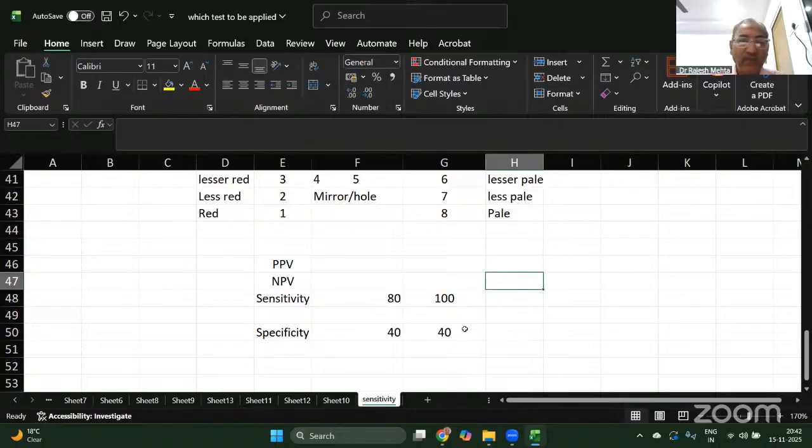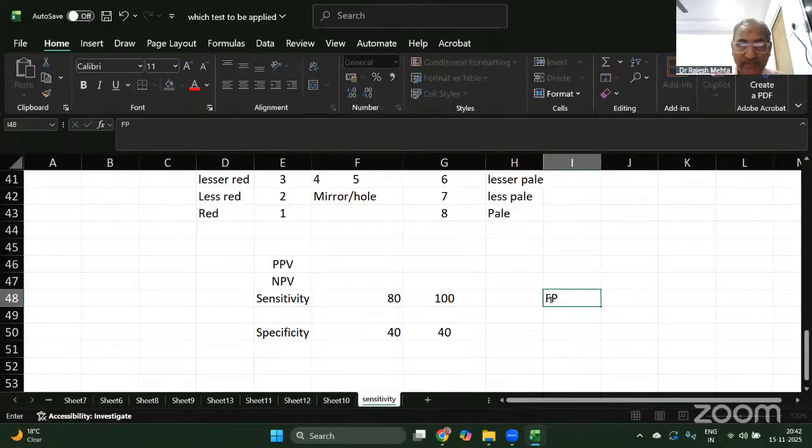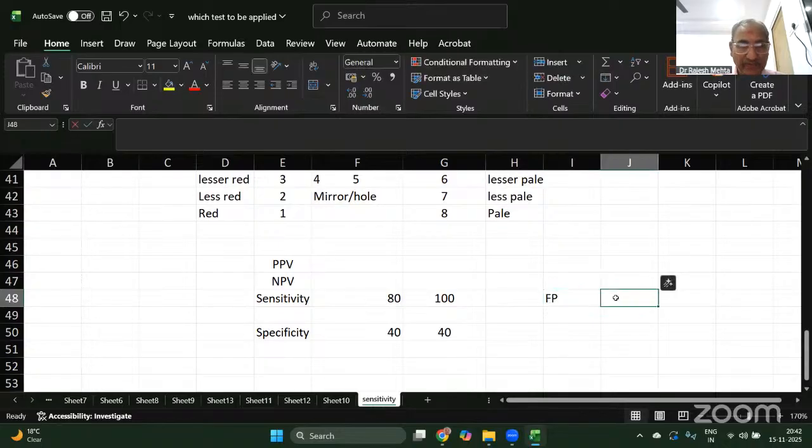But for false positive and false negative: false positive means falsely labeled as positive when actually it was negative. Then it is a false positive. False negative means falsely labeled as negative when it was positive. That is a false negative.